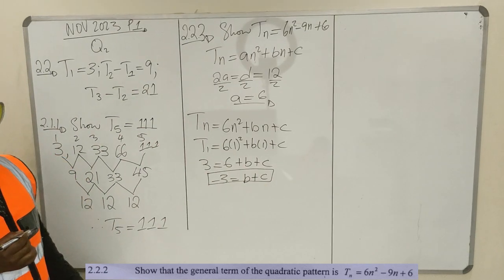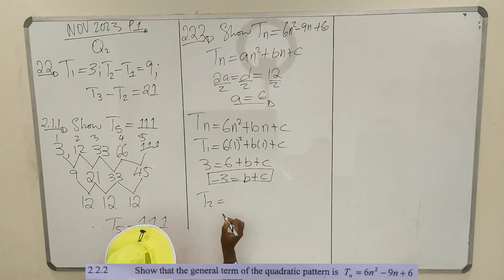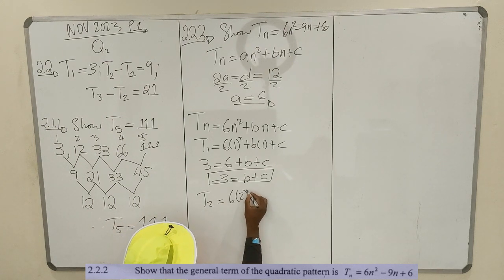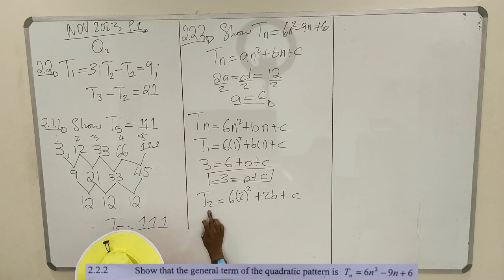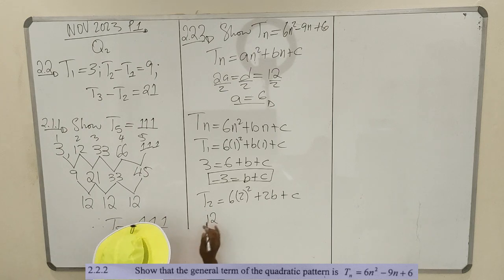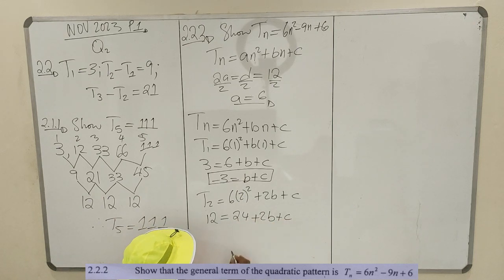Do the same thing for the second term. You know what the second term is? So okay, T2 is equal to 6 times 2 squared plus 2b plus c. Your T2 was what? It was 12, right? 12 is equal to 6 times 4, this is 24 plus 2b plus c. Then transpose the 24 to the left-hand side. You get minus 12 is equal to 2b plus c. So you have two linear equations, this one and that one.